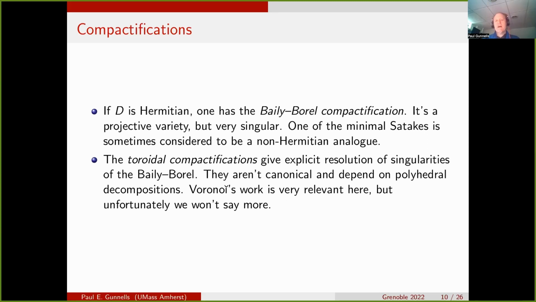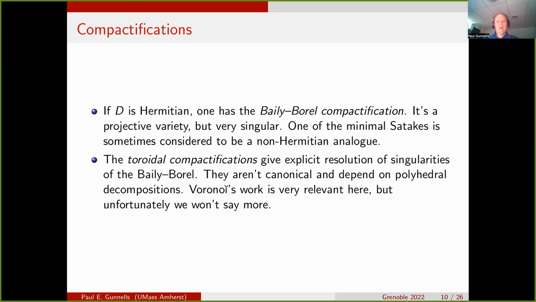And to give you an idea of how singular the Satake compactifications can be, one of the minimal Satakes you might regard as being a non-Hermitian analog of this. In the case where they are the same, like a Hermitian case where you have both notions, it is the same thing. So it gives an analog of that in the non-Hermitian case. But the singularities are very complicated. It's very difficult to work with.